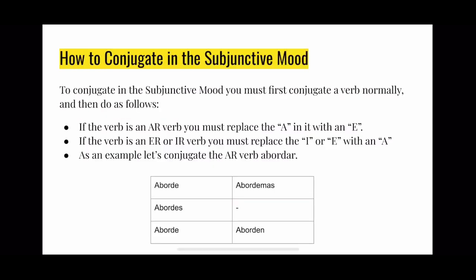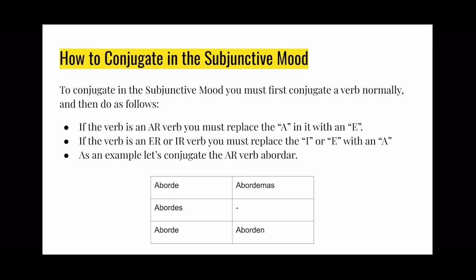So now I'm going to explain how to conjugate in the subjunctive mood. To conjugate in the subjunctive mood, you must first conjugate a verb normally and then do as follows. If the verb is an AR verb, you must replace the A in it with an E. And if the verb is an ER or IR verb, you must replace the I or E with an A.